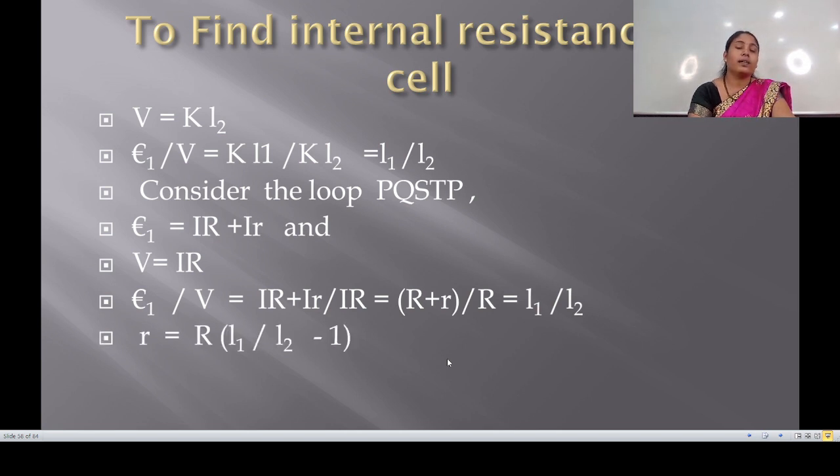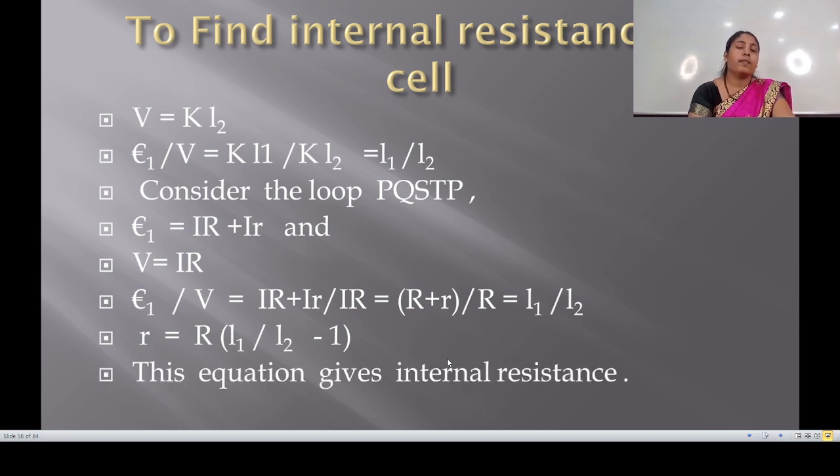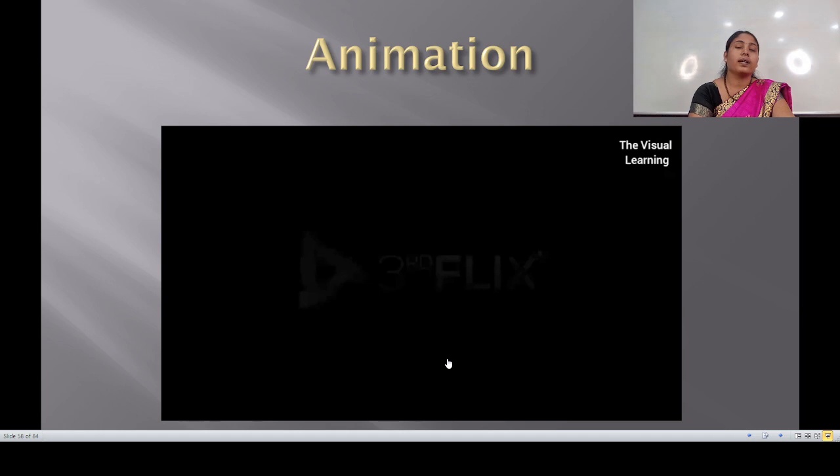So the internal resistance of the cell, small r, is equal to R into (L1 divided by L2 minus 1). This equation gives the internal resistance of the cell. With the help of that equation, we can find out the internal resistance of the cell.